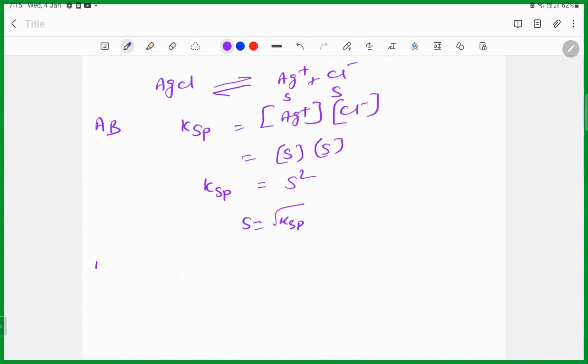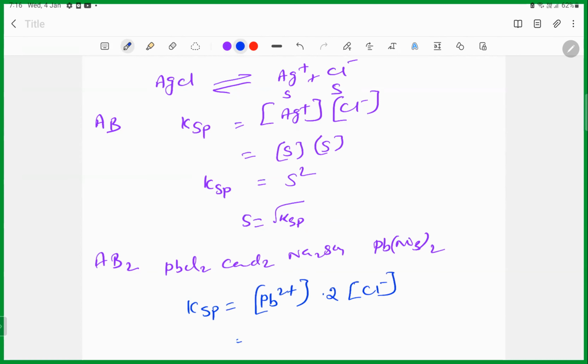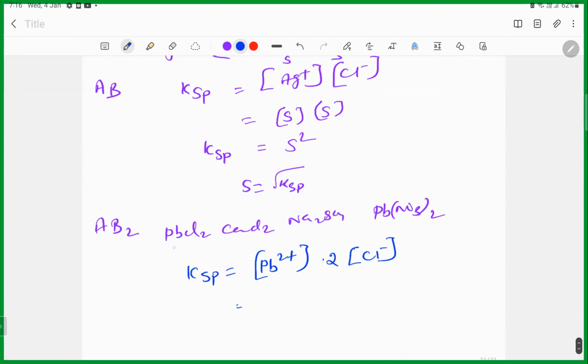Suppose you have a salt like AB2, for example lead chloride, calcium chloride, sodium sulfate, lead nitrate. Then the solubility product KSP is equal to Pb2 plus into 2Cl minus. If you take S moles, it will produce S moles of this and 2S moles of this, so S, 2S. So what will happen?